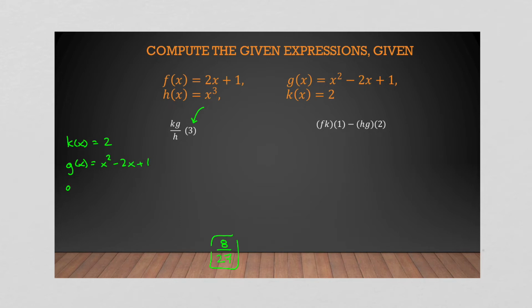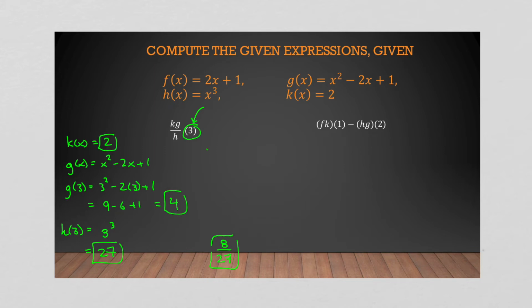Okay, so then what's g of 3? Well, g of 3, because that's what our input value is, g of 3 is 3 squared minus 2 times 3 plus 1, which means I have 9 minus 6 plus 1, which is 4. So now g of 3 is 4, and then what is h of 3? Well, that's just 3 cubed, which is going to be 27. So you have a value for h, you have a value for g, and you have a value for k.